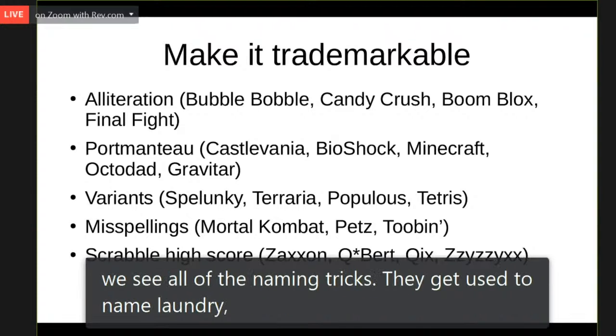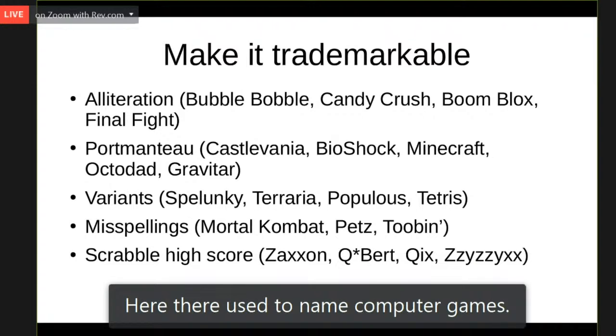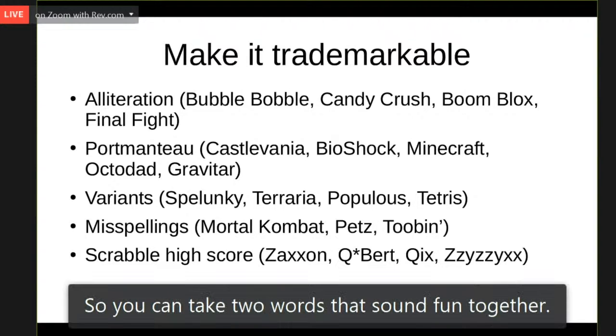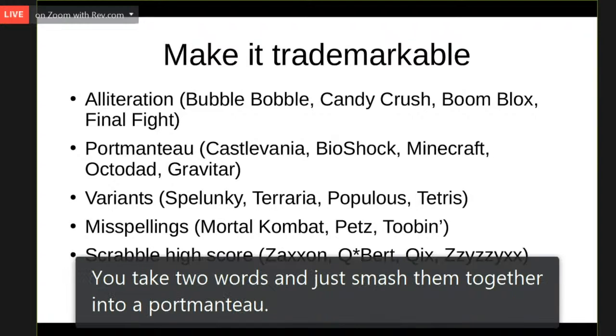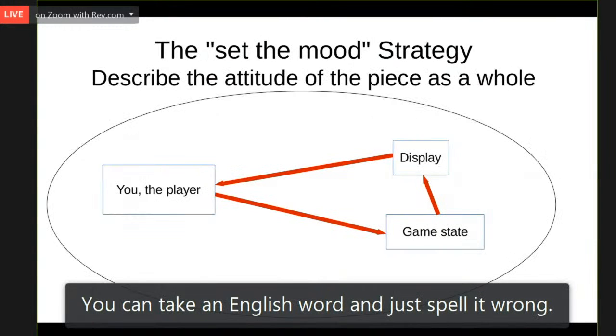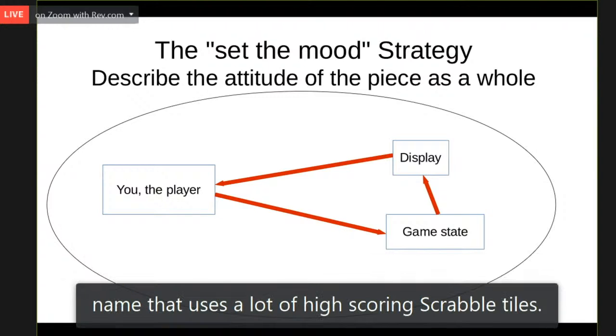So you can take two words that sound fun together. You can take two words and just smash them together into a portmanteau. You can take an English word and create a trademarkable variant of it. You can take an English word and just spell it wrong. Or you can go the prescription drugs route and come up with a game name that uses a lot of high scoring Scrabble tiles. So that's the strategy. These are all strategies that take you inside the feedback loop, except for the last one I mentioned, which is just about getting a trademark.